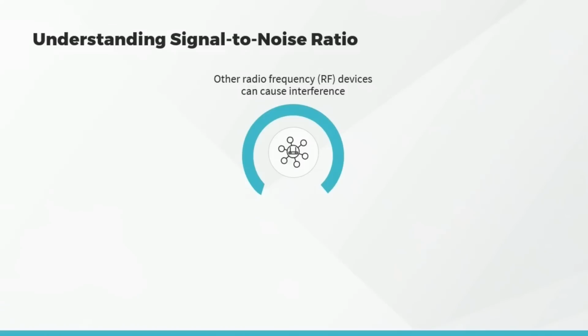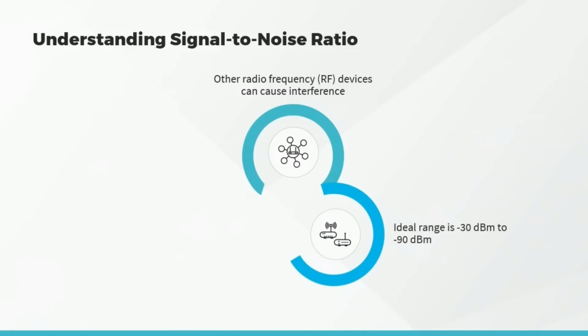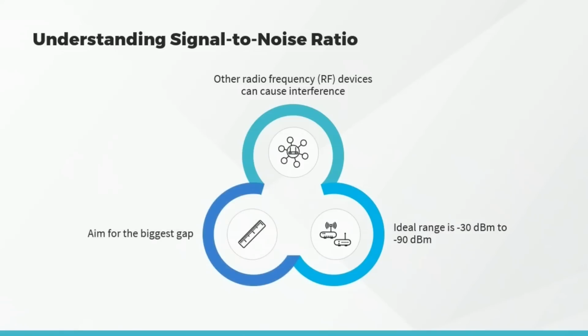Now, the unit of measure to indicate signal strength is the dBm, which stands for decibels per milliwatt. And an ideal signal strength range is from -30 to -90 dBms. And it's important to note that those values are expressed as negatives because -30 is a higher signal strength than -90. But what you're looking for is the biggest gap possible between signal strength and noise. So coming back to my perfect world example of zero noise, well, that would be the biggest gap you could possibly get. Conversely, if there was as much noise as signal, then there's no gap at all.